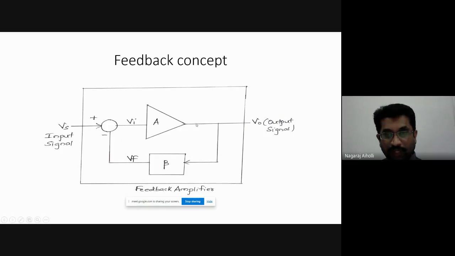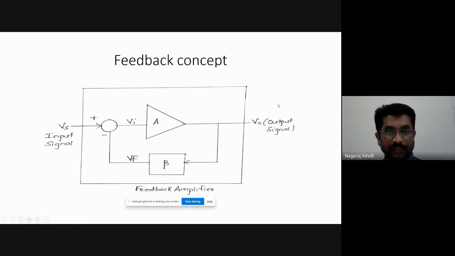Then the output we are getting from the amplifier, a portion of this output signal, is applied as input to the feedback circuit. This beta is the feedback circuit. Part of the output signal, whatever we are getting from this amplifier, is applied as input to this feedback circuit. The output that we are getting from the feedback circuit is a portion of the output signal.